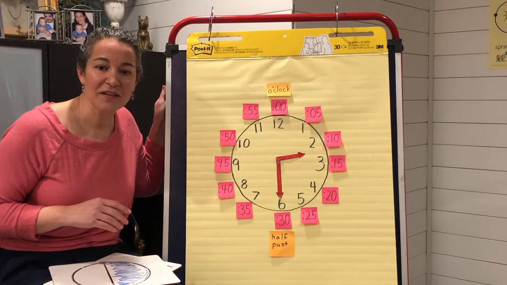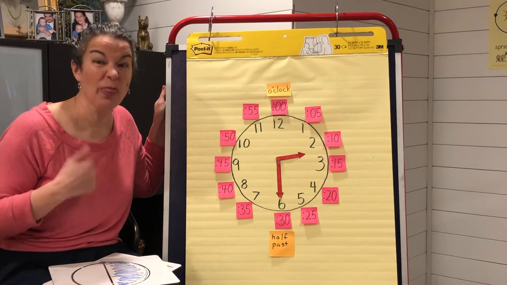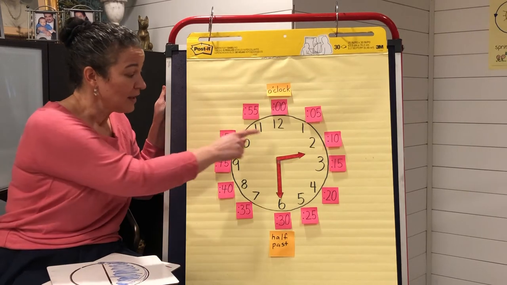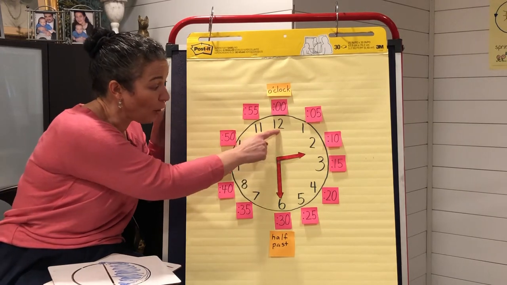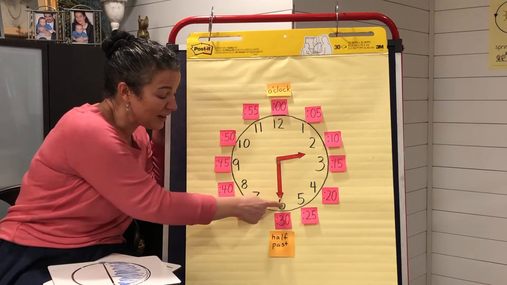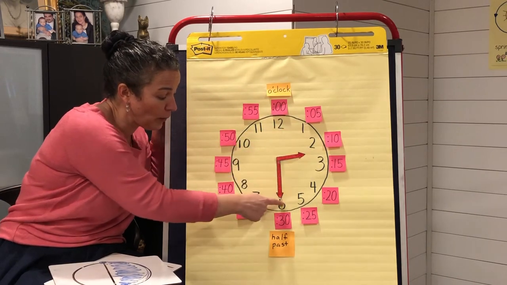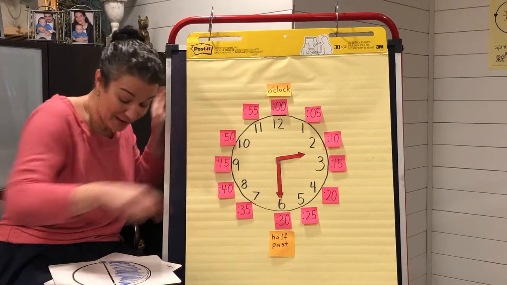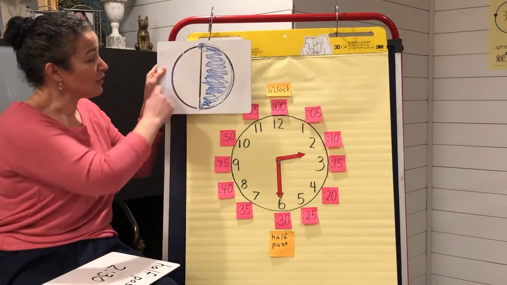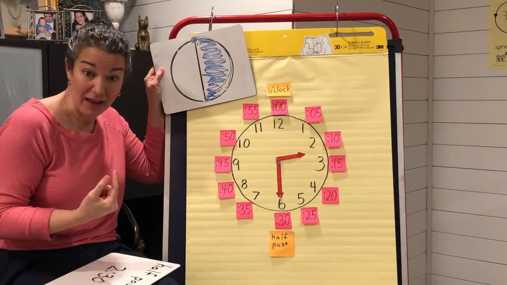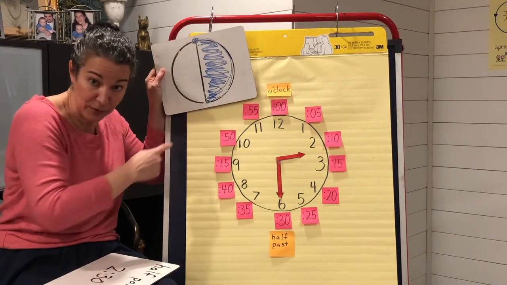All right, my friends, now let's talk about half past or 30 on reading an analog clock. What that means is this minute hand has gone all the way around from the 12 and is now pointing at the 6. If you think of the clock as a circle, my friends, it's gone halfway around the circle. That's why we say half past.